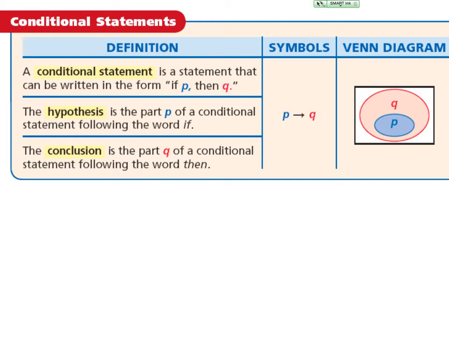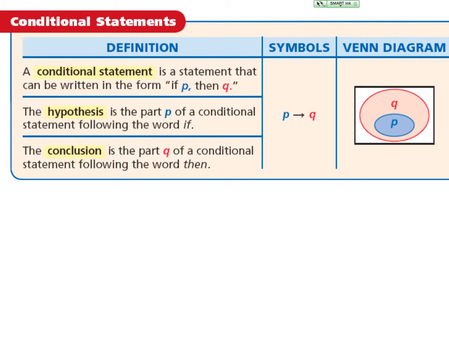We use the variable Q to represent that most of the time. It's what's following the word then in our if-then sentence. Okay? So if P, then Q. If it is sunny, then it is warm. The hypothesis, it is sunny. Conclusion, it is warm. That kind of thing.